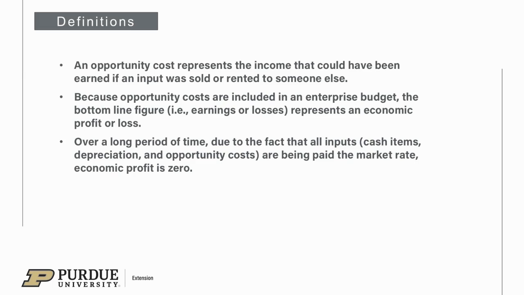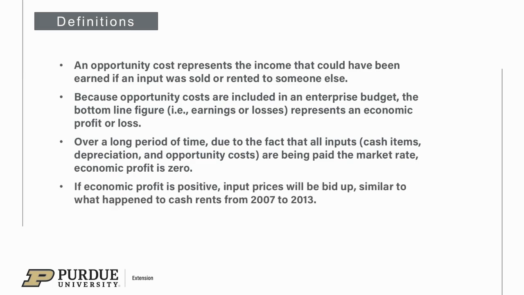Over a long period of time, due to the fact that all inputs are being paid the market rate, including these opportunity costs, economic profit is zero. If economic profit is positive, input prices will be bid up, similar to what happened to cash rents from 2007 to 2013. As we entered the ethanol boom, corn price and soybean price, because we had very strong export demand for soybeans, started to increase. Landlords saw that there was good net return to land, and cash rents were bid up. This is what typically happens when you're looking at strong economic profits over a period of time.